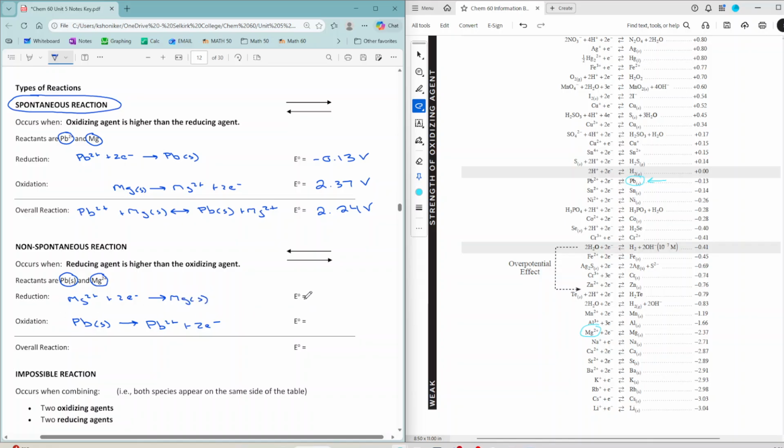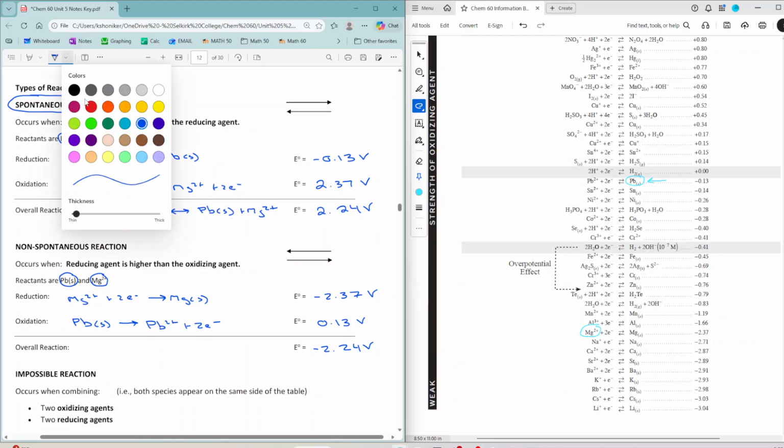Now, when we look at the potentials of these, the potential of magnesium being reduced is negative 0.237, and the potential of the lead to be oxidized is actually positive. It's more likely than it being reduced. But because it's with such a strong reducing agent, it's actually not going to happen. So we would do negative 0.237 plus the 0.13 comes out as an overall negative potential, which means that this is unlikely to happen.